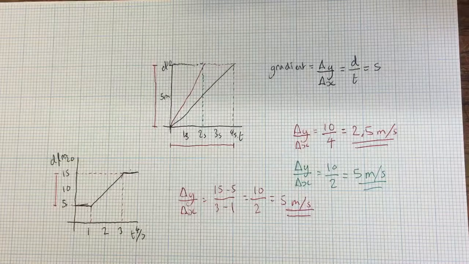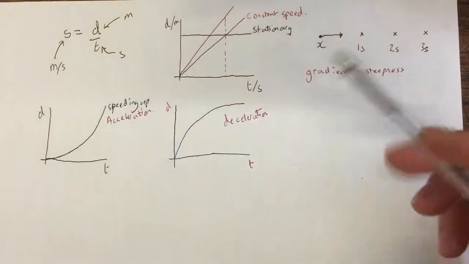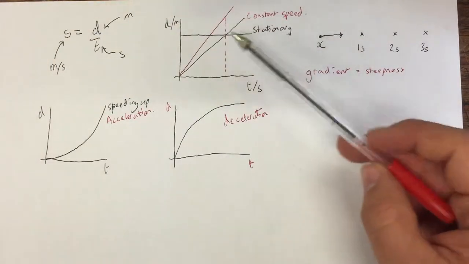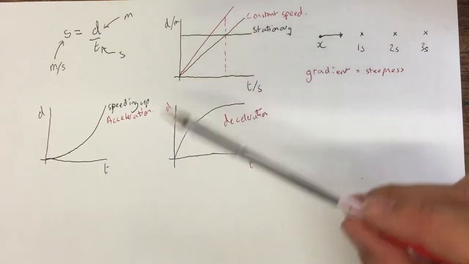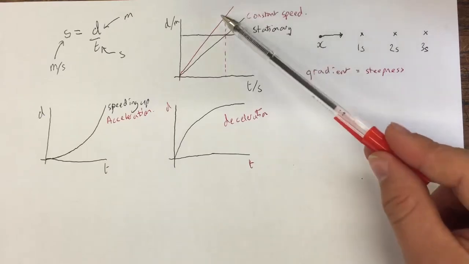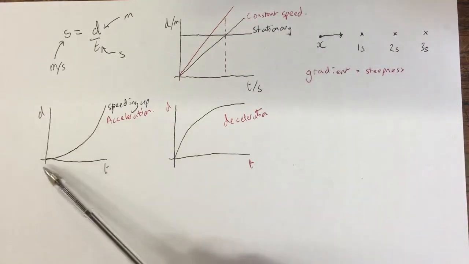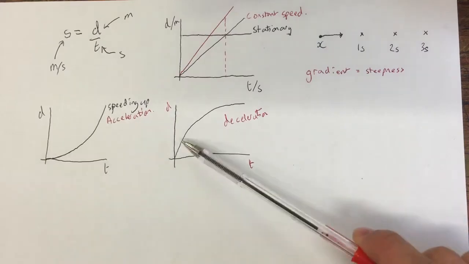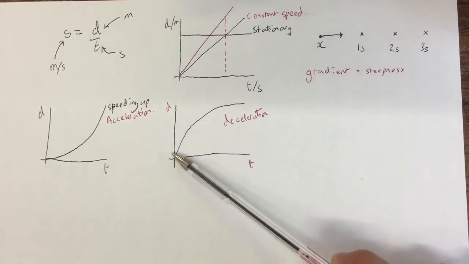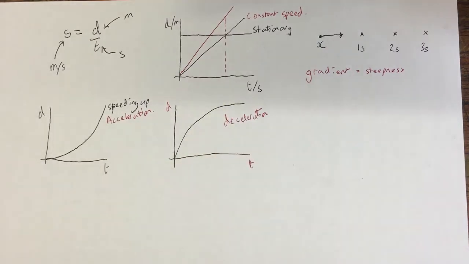This skill of being able to calculate gradients is really important. So we're going to do this again in velocity time graphs. But when you are looking at a distance time graph, remember the gradient is equal to the speed. If you've got a straight flat line, it's stationary. The straight linear line represents constant speed, and the steeper that line, the steeper the gradient, the faster the speed. If it curves upwards, it is accelerating, and if it curves so that the gradient is flattening out, it is decelerating.